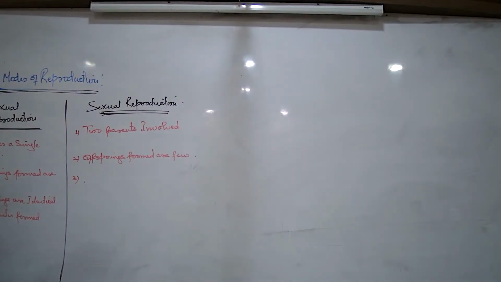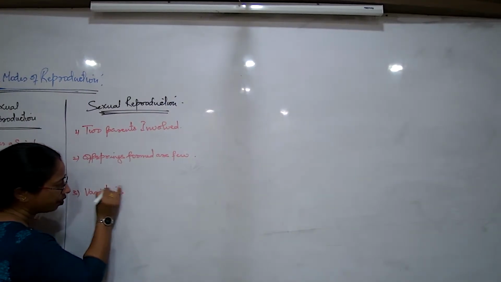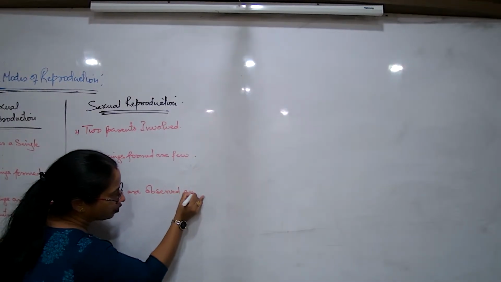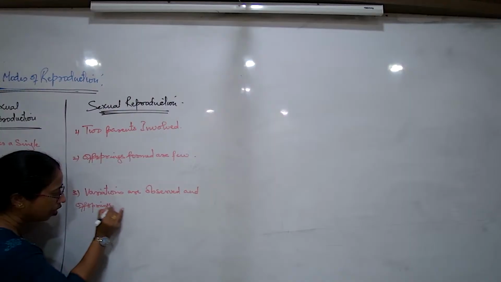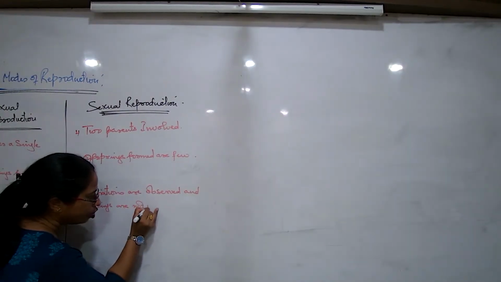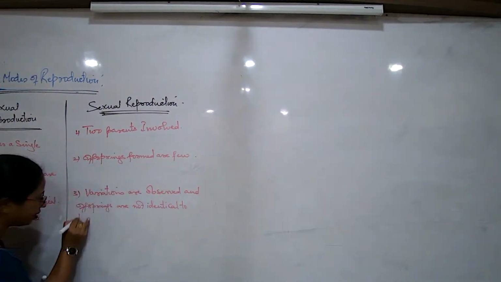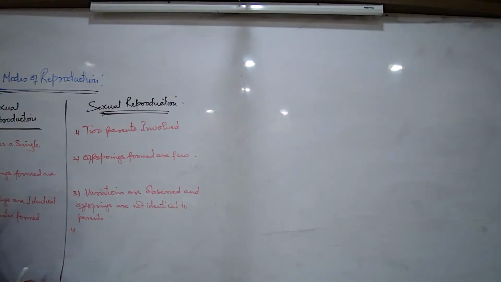Number three, are offsprings identical? No, not identical, because variations will be there now. It is sexual reproduction we are talking about, so variations are observed. And offsprings are not identical to parents.